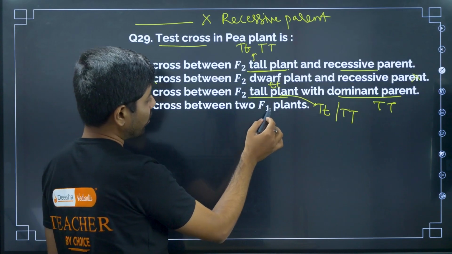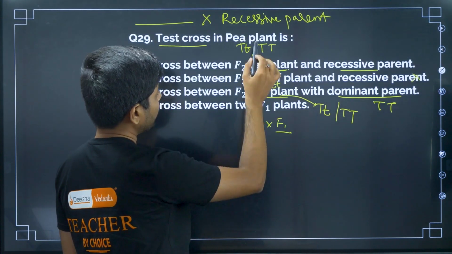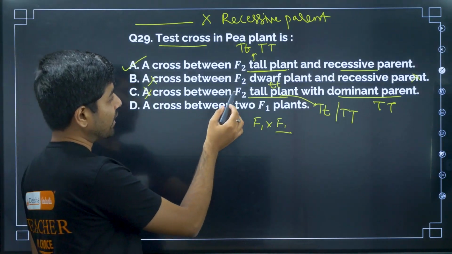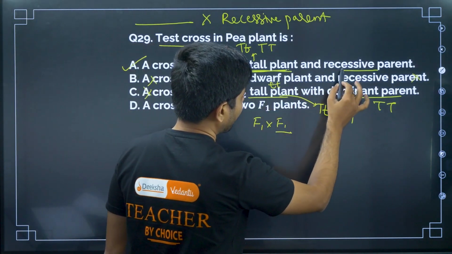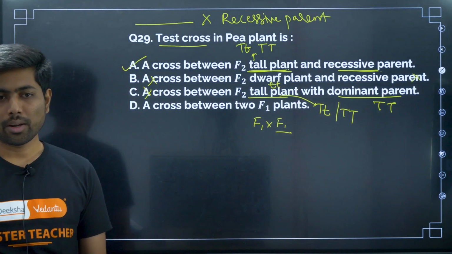A cross between two F1 plants. Now, F1 plants and F1, one has to be a recessive parent. Therefore option A holds good, right? Because a cross between the unknown genotype and the recessive parent is called a test cross. Question number 29. Clear?